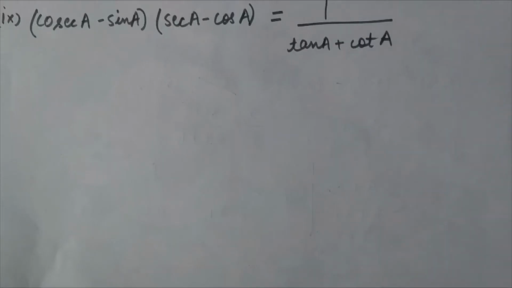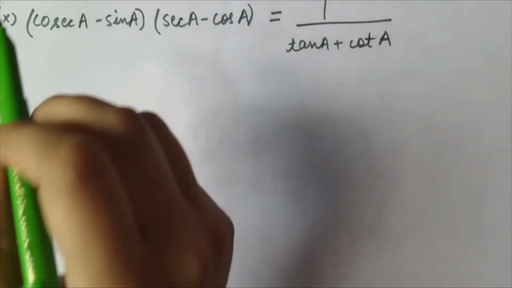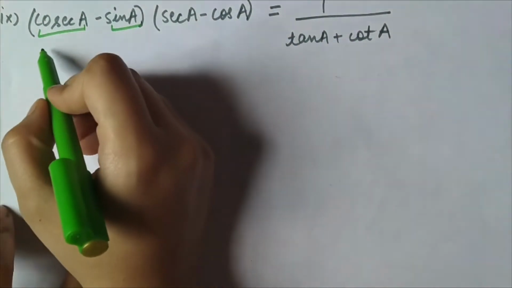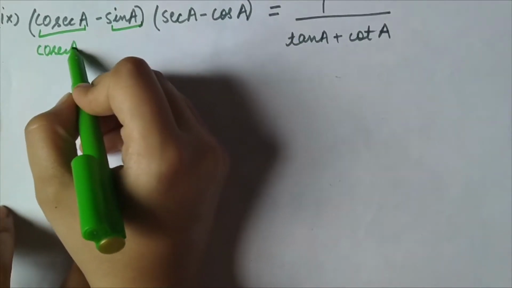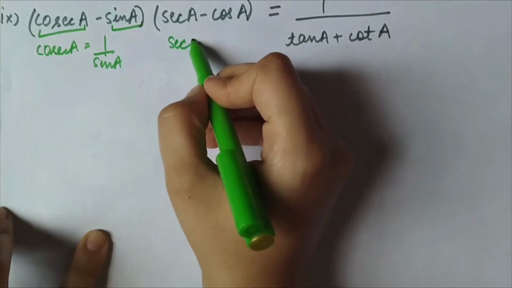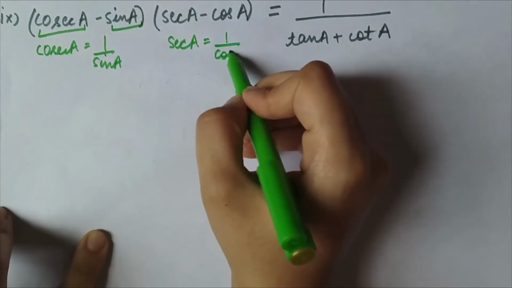Everyone, so let's solve question number 9 today. First of all, what we will be doing on the left hand side is, we know a relationship between cosec A and sine of A. Cosec A is equal to 1 by sine of A, and secant A is equal to 1 by cos of A.